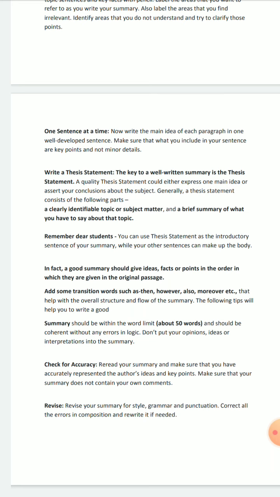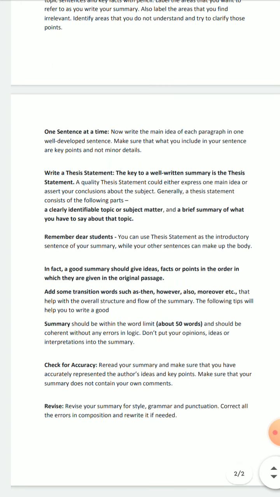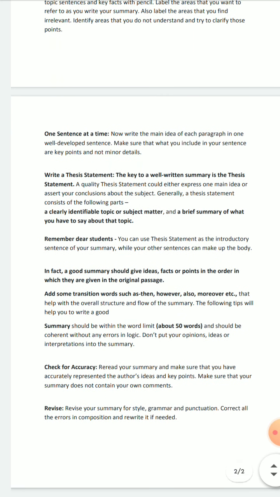Remember always, a good summary should have good ideas, facts or points in the order in which they are given in the original passage. Now, a good summary, getting 3 out of 3, you have to make it clear that it should have good ideas, good points, good facts, then only it can be a good summary.